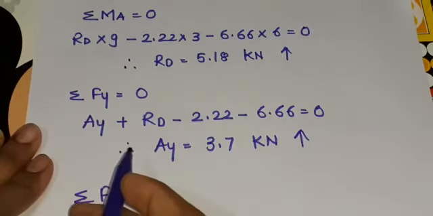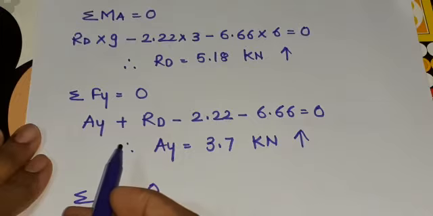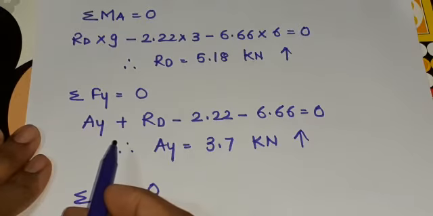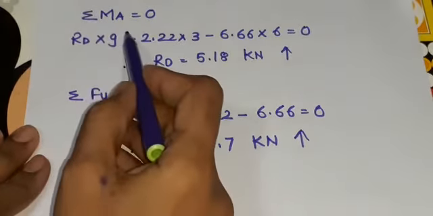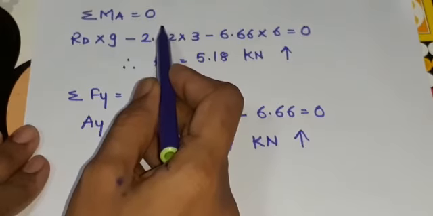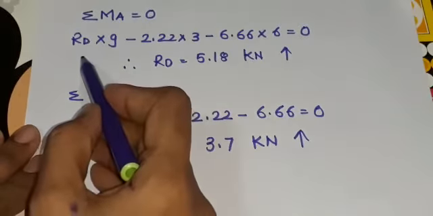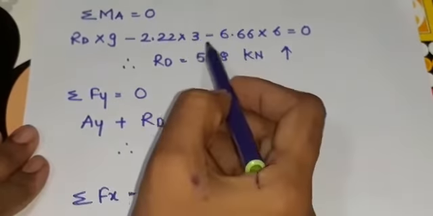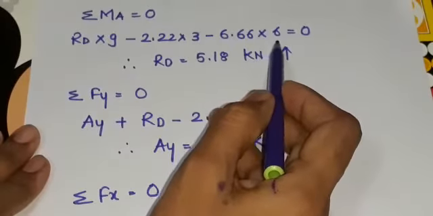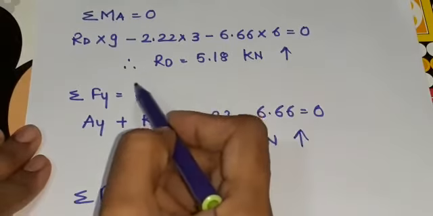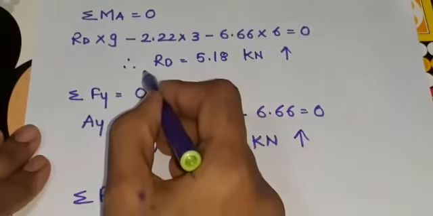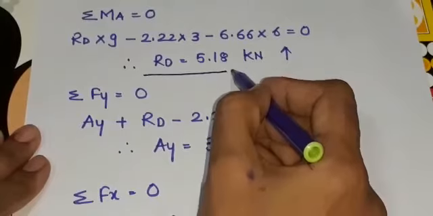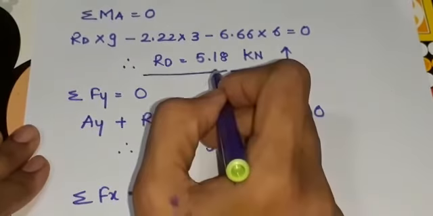Next, apply the conditions of equilibrium to the FBD of the entire truss. Summation of moment about point A is equal to 0. We get the equation RD into 9 minus 2.22 into 3 minus 6.66 into 6 is equal to 0, and we get the value of RD equal to 5.15 kilonewton in upward direction.